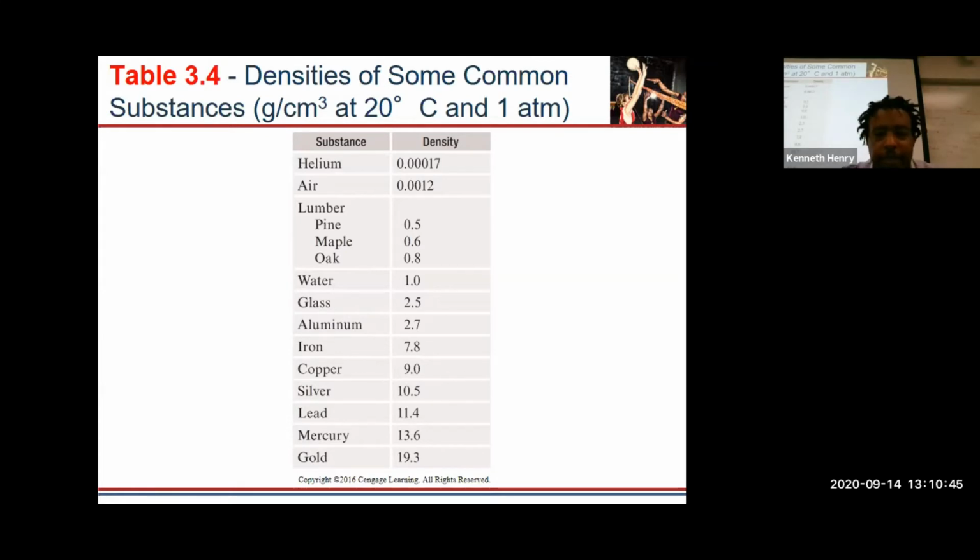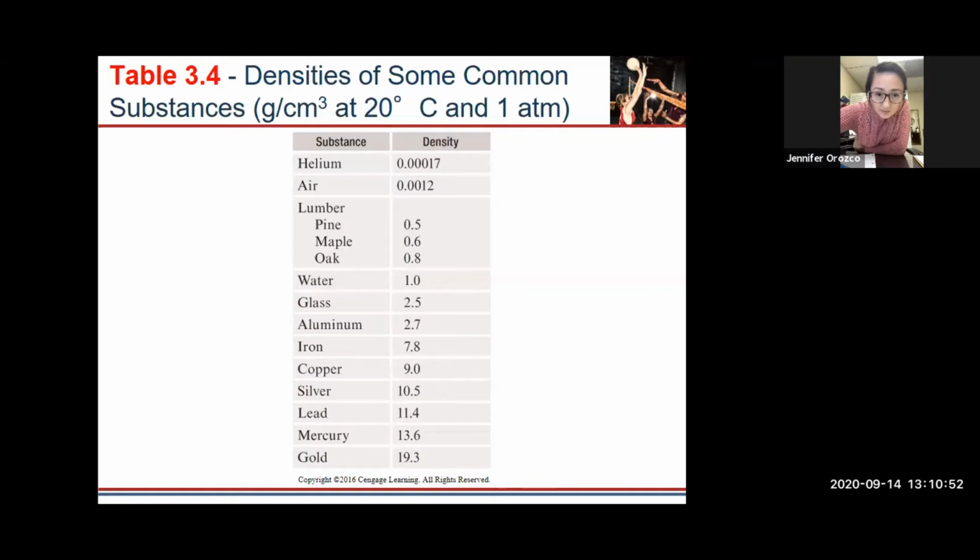Okay, you guys kind of see that? See how it works? Yes.